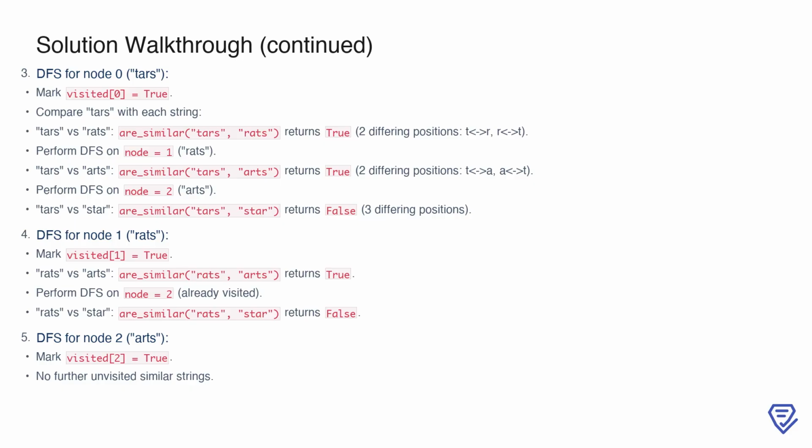Next, we compare tars with arts. Again, rSimilar returns true because two positions differ. This triggers another DFS, this time on node equals 2, which corresponds to arts. Finally, when comparing tars with star, rSimilar returns false because three positions differ. With no further similar strings to explore for tars, we move on to the DFS for the next node, rats.